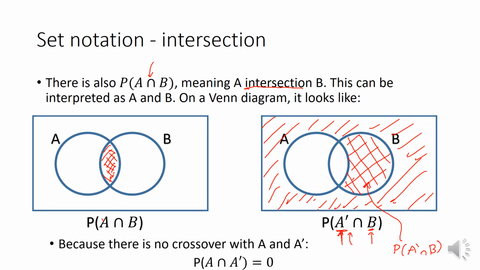Oh, one extra thing, there's no crossover with A and not A, like we saw before. So what that tells us is the intersection of A and not A is always 0. So there's never a crossover between A and not A. So that means that the probability of A intersection not A, that is always 0, because there's no crossover there, so it's 0.